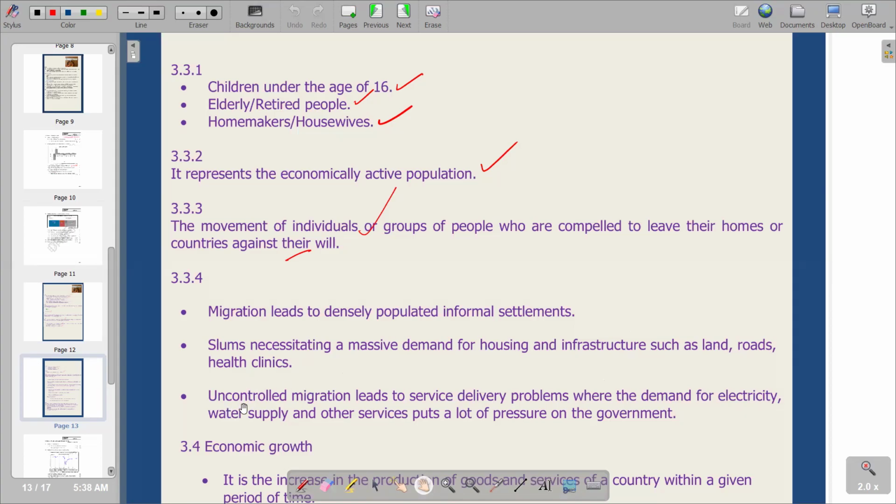Then the last point is saying uncontrolled migration leads to service delivery problems, where the demand for electricity, water supply, and other services puts a lot of pressure on the government. Obviously, it's again the responsibility of the government to see that all the people in that urban area are provided with electricity, water supply, and other services. But since the area is now overcrowded and the resources are few, it's going to be a problem, a burden on the government. So this also becomes a constraint. So we have 3 points that are supporting our question 3.3.4.